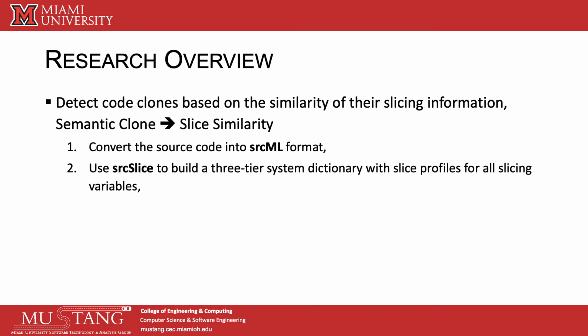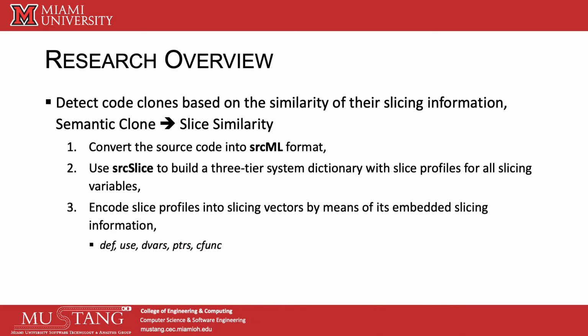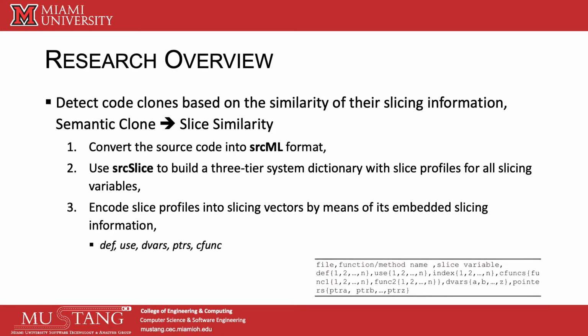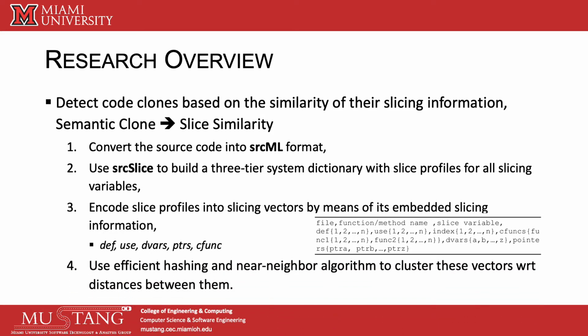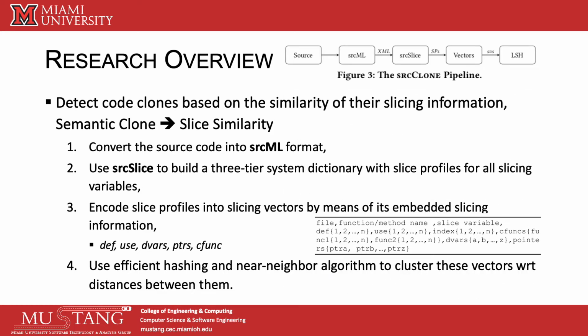We use srcSlice to build a three-tier system dictionary with a slicing profile for all slicing variables. We encode the slicing profile into slicing vectors by means of its embedded slicing information. The slicing information we use is the def, use, dependent variables, pointers, and called functions for each slicing variable. This is what the slicing profile looks like. Number 4, we use efficient hashing and a near-neighbor algorithm to cluster these vectors with respect to the distance between them.